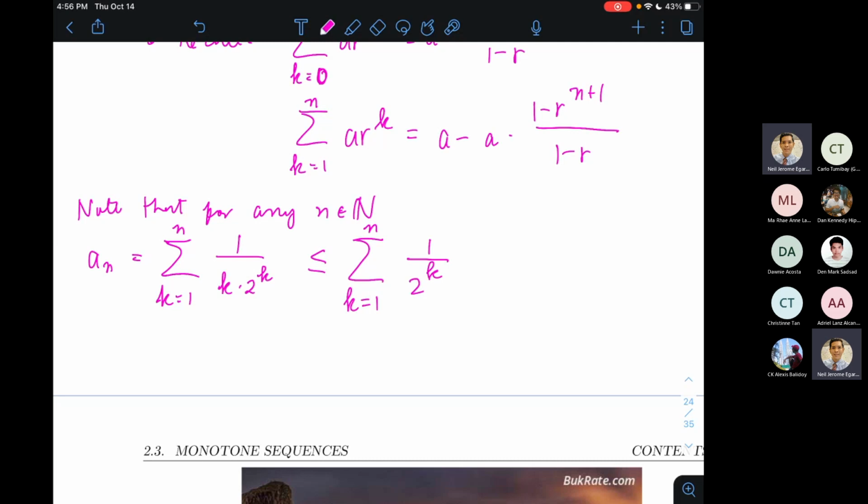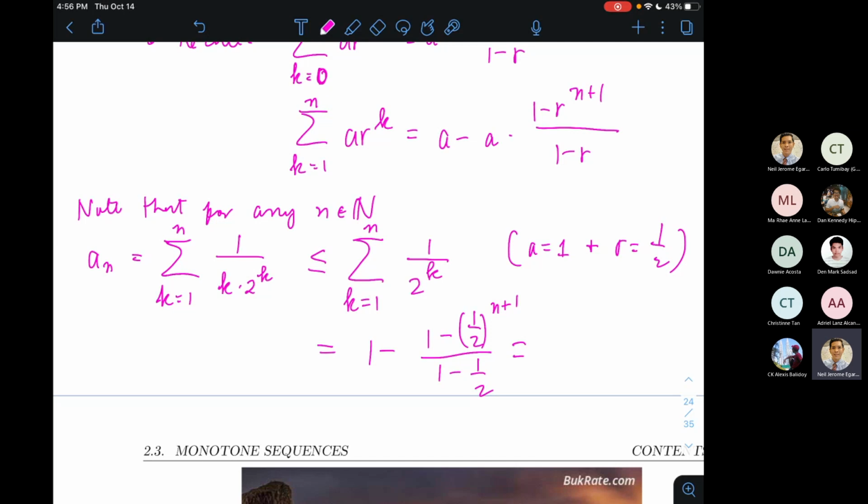Alright? But this is a geometric sum where a is equal to 1 and r equals 1/2. Okay? So that means this sum is equal to 1 minus (1/2) to the n plus 1 over 1 minus 1/2. Okay? And this is a constant number? Tama ba? Parang mali. Sorry. Ito ay to the n plus 1. Okay, so ito yung sum. Di pala siya constant kasi nag-involve pa siya ng n dito, right?